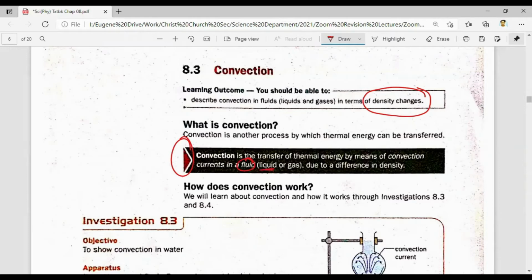fluids. And what are fluids? Liquids and gases. So can convection occur in solids? The answer is no. So you can only use convection for liquids or gases. So solids cannot transfer heat via convection. Okay, so I say again, solids cannot transfer heat via convection. Convection transfers thermal energy by means of currents in a liquid.